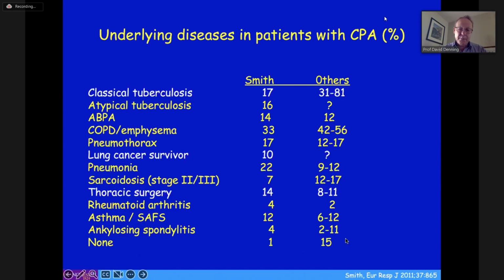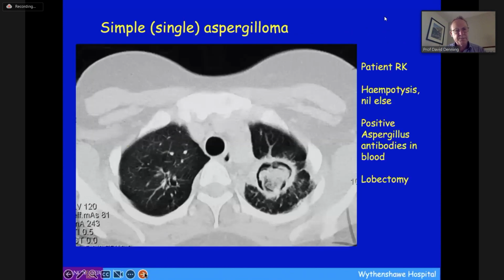And then a group of patients who do not have any underlying disease, apparently. In our series, it was quite low, but in other series, it's around 15%. And we've been doing a lot of work on the genetics of this entity, and there are clearly some genetic defects associated with CPA. So it may be that these patients have a particularly strong predisposition to the infection.